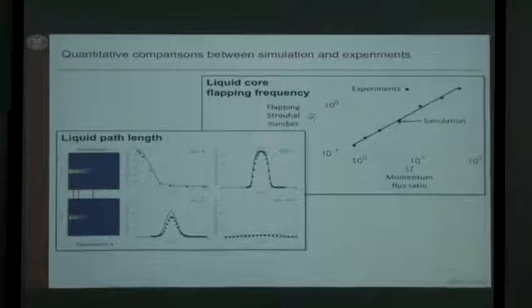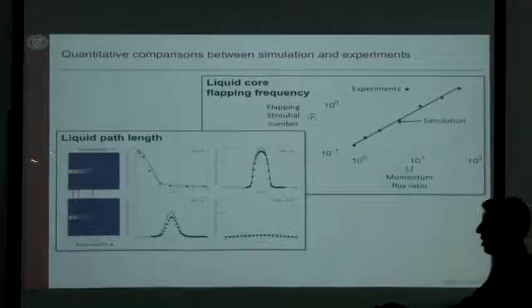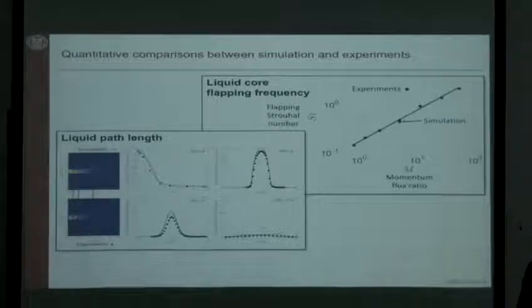Okay, now if we go beyond that and look at some quantitative comparisons, well, first of all, I told you that with X-rays we can have quantitative information about liquid path lengths, so we can compare that between simulations and experiments. The simulations here are the lines. This one here is along the center line of the jet, and then we have 3 radial locations, and we can compare that to the symbols that come from the X-ray measurements, and we have pretty good agreement.